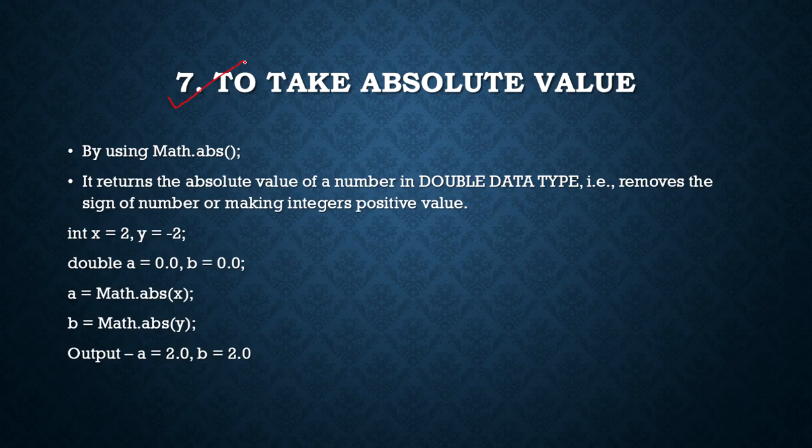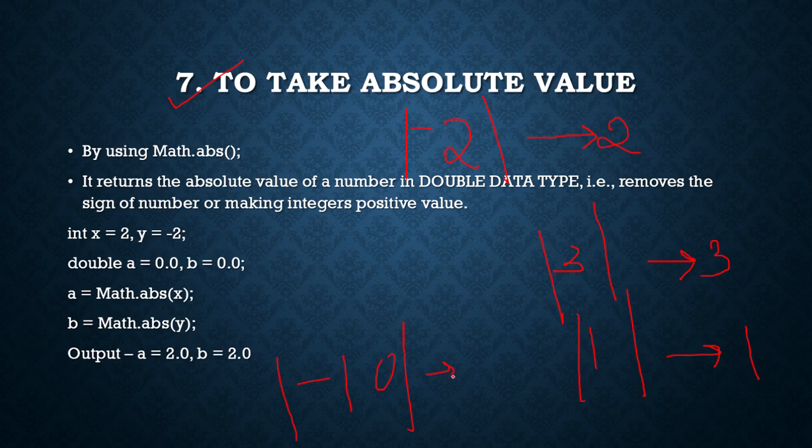Next one is absolute value. What is the absolute value? We have learned it in 7th standard. If you take -2, to find the absolute value, you write like this. What is the absolute value of -2? 2. What is the absolute value of 3? 3. What is the absolute value of 1? 1. What is the absolute value of -10? Very good, 10. So, in case of a negative number, it removes the minus sign, and in case of a positive number, it keeps it as it is.